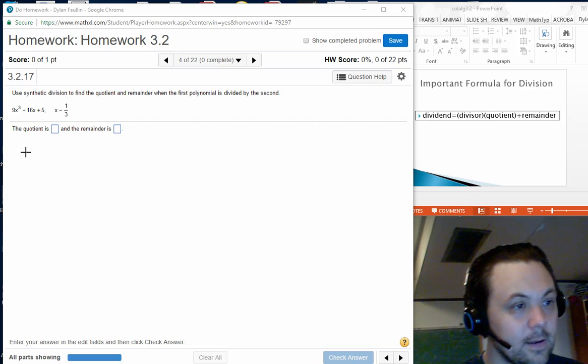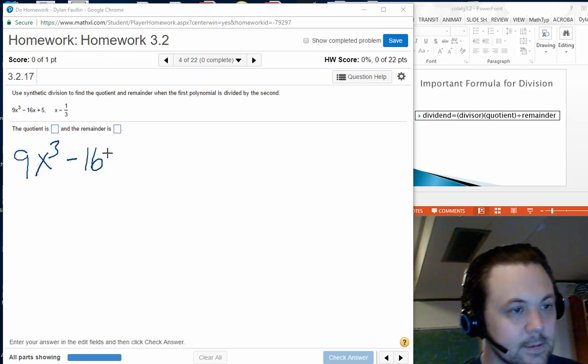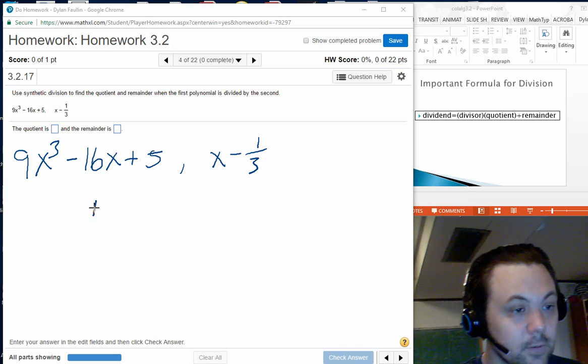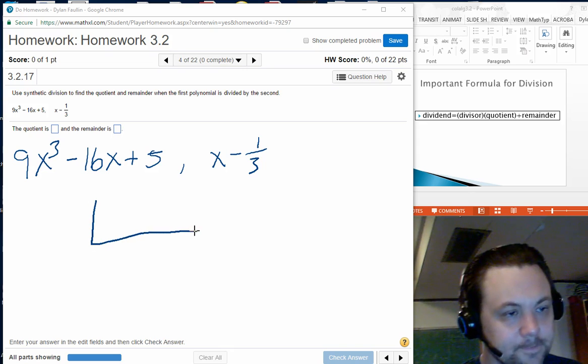We have 9x to the third power minus 16x plus 5. And we want to divide that by x minus 1/3. And so we can do this using synthetic division, which is a shortcut for dividing polynomials.